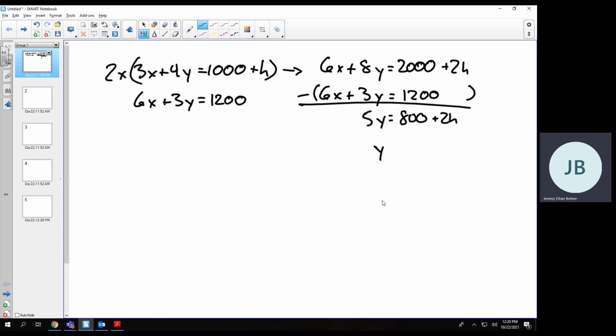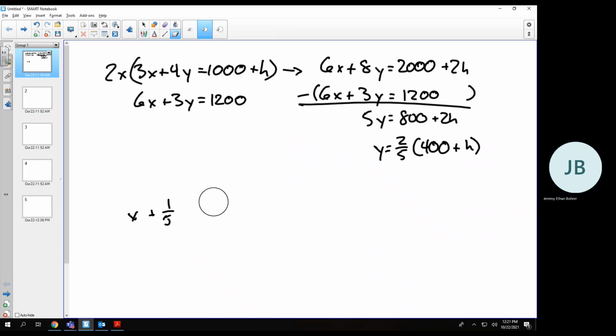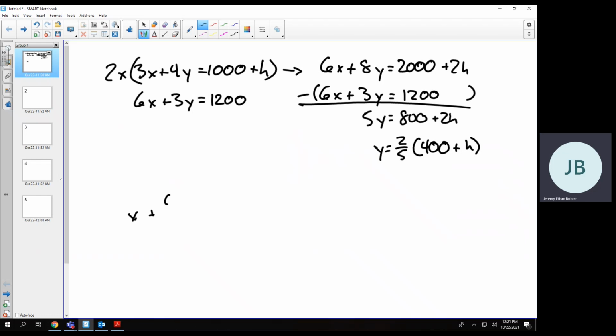Or y equals 2/5 times 400 plus h. We substitute this value of y into the second equation in the system, which gives us 6x plus 6/5 times 400 plus h equals 1,200.